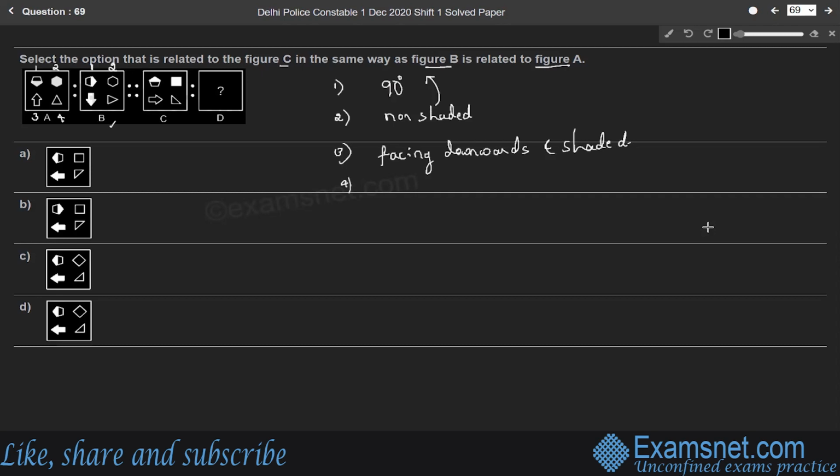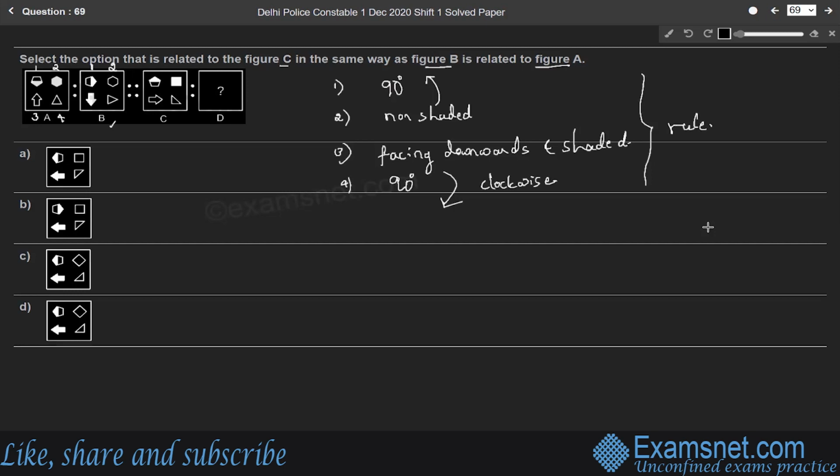Right? So in the fourth figure, which is a triangle, this triangle is rotated through 90 degrees in the clockwise direction. Triangle is rotated through 90 degrees in the clockwise direction. So apply the same rule for C and D figures.